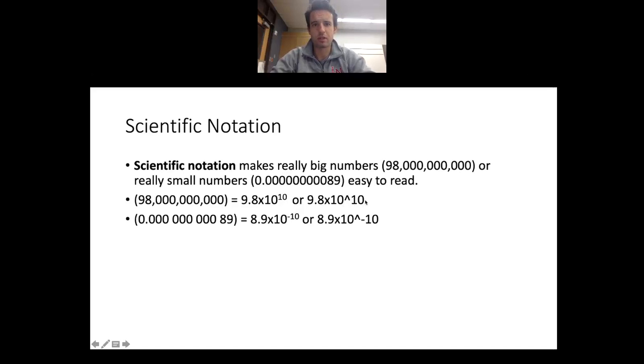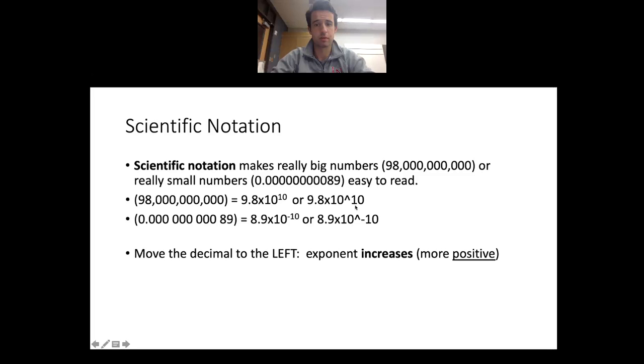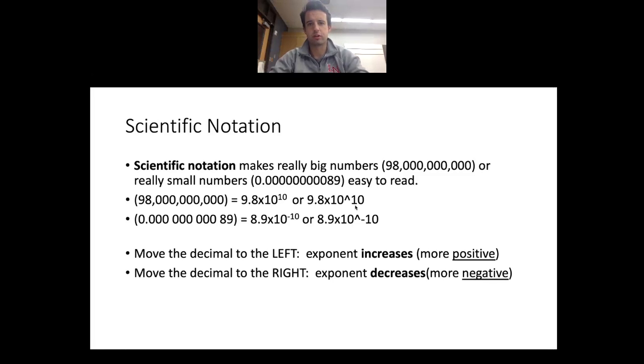Sometimes I'll do that when I'm typing stuff out, like on an online quiz, because it's a little bit easier for me to show that, and it's also a little bit easier to see the negative there. Remember, negative means small numbers, positive means big numbers.